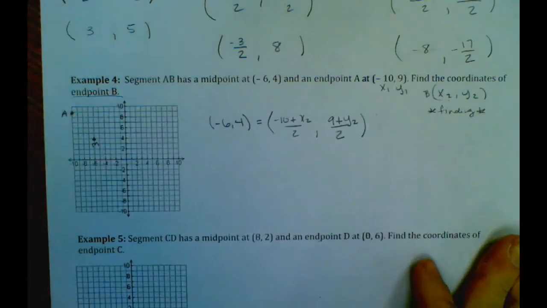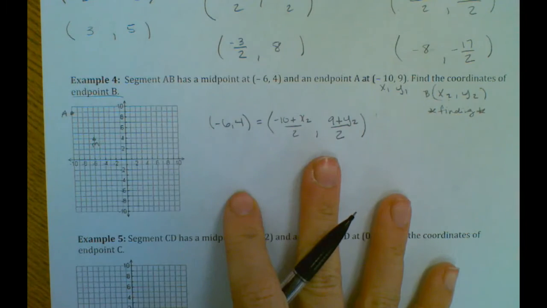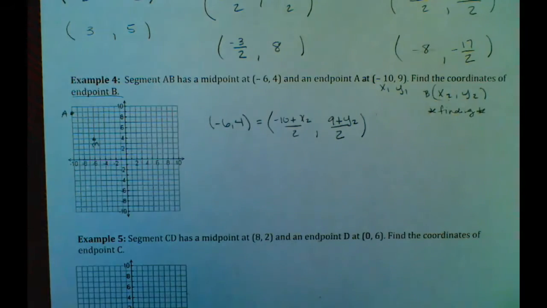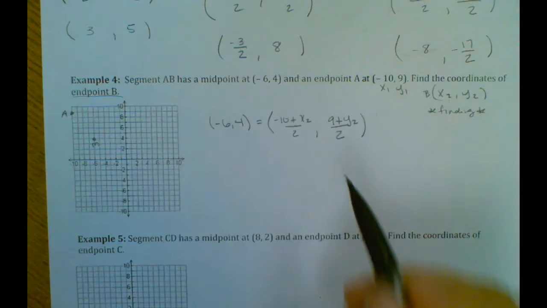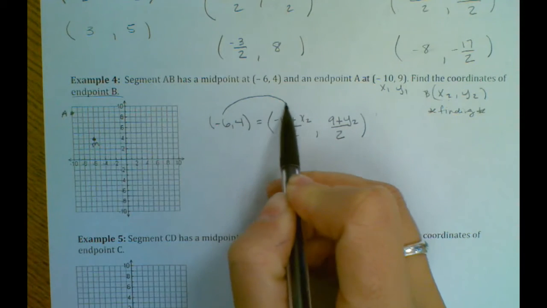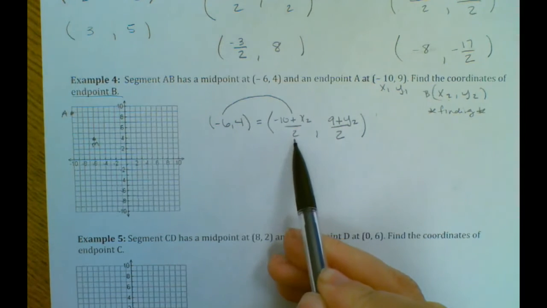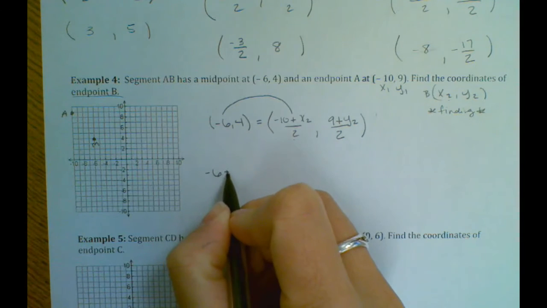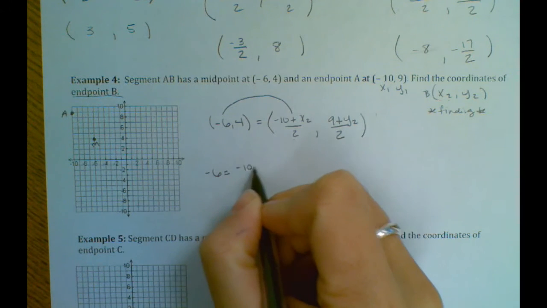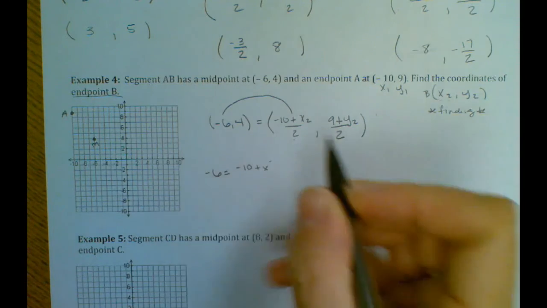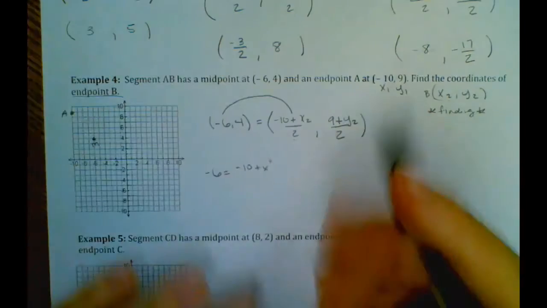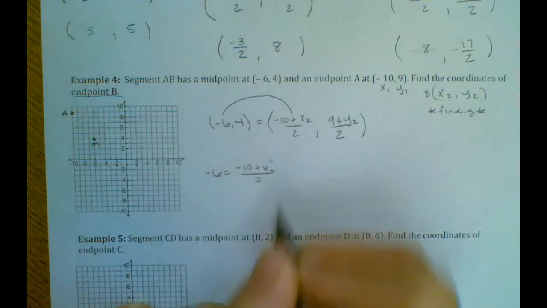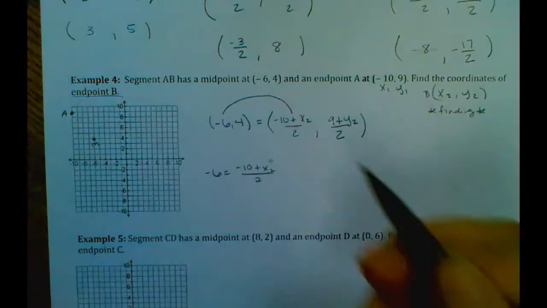Okay, so now in this particular problem, we don't have numbers here. That's what we're trying to find. We're trying to find the x2 and y2. But we do know that negative 6 is the outcome of this particular problem. So we're going to take those and set those equal to each other. Negative 6 equals negative 10 plus x2 all over 2. And we can solve this.